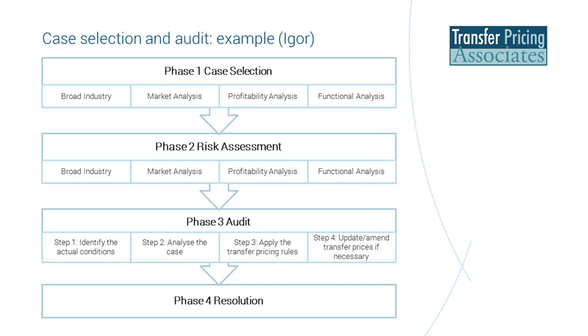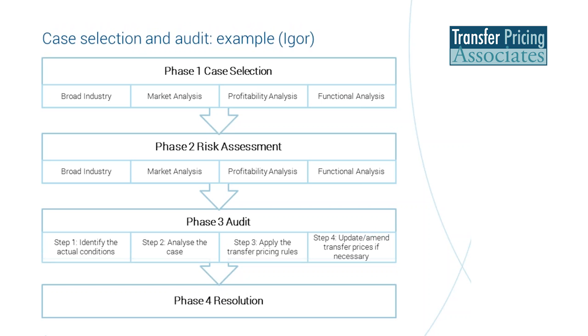So a typical process consists of four steps to analyze and audit transfer prices. Step one would be to identify the actual conditions, so collect and review the facts and evidence as provided. Step two, then analyze, identify and adjust for possible comparable circumstances that are relevant to the arm's length condition. Select the best arm's length method for it.